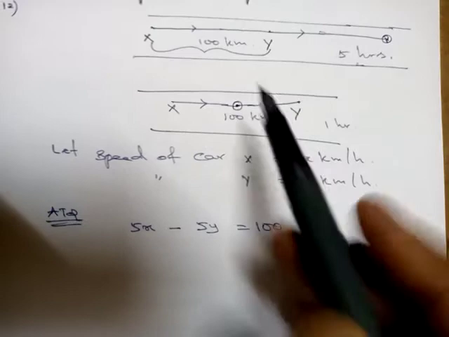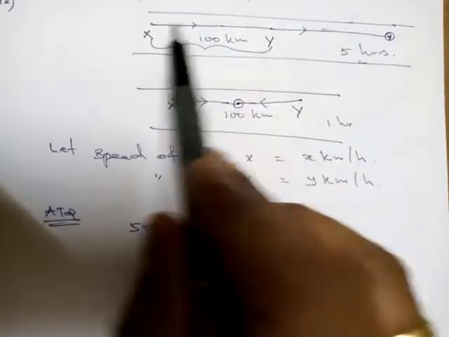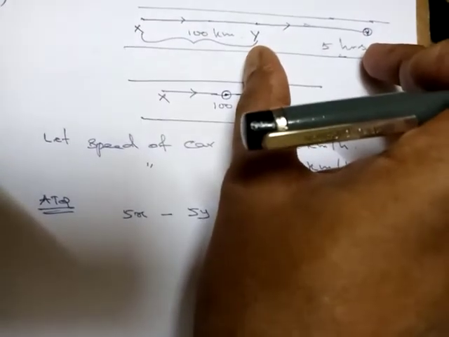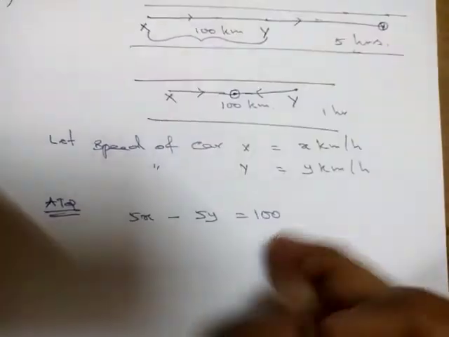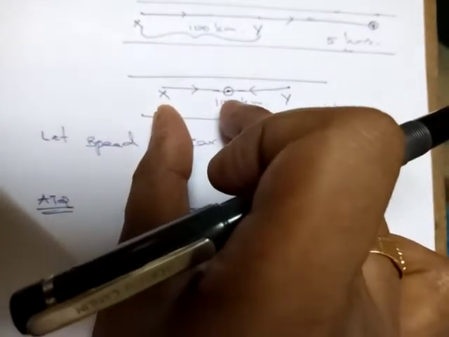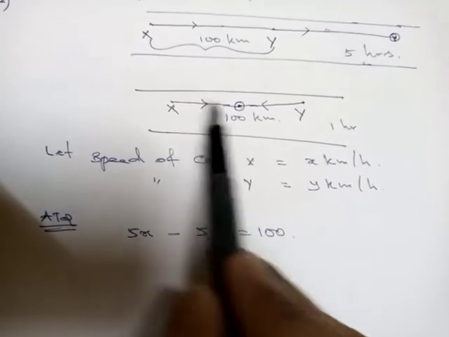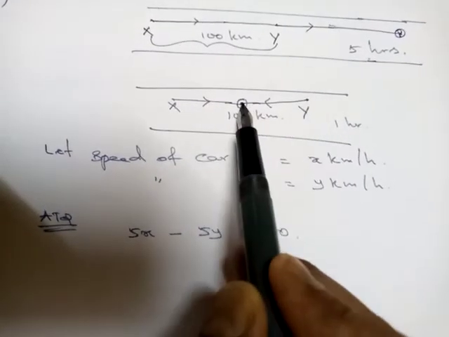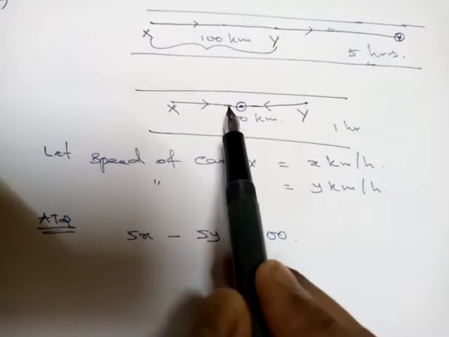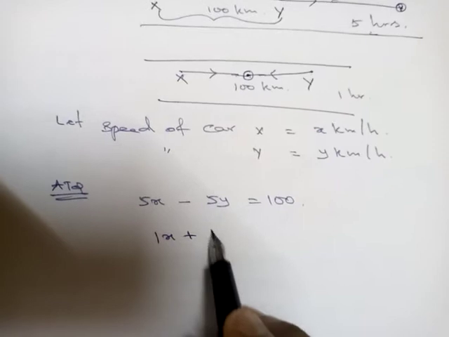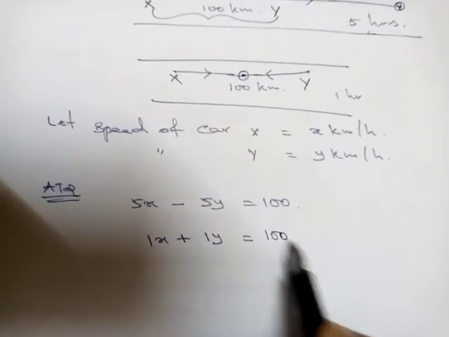Why did I subtract these two? From here to here, this distance is only 100, that's why. This total distance is 5x. This distance is 5y. So 5x minus 5y is 100. Now this distance from here to here, car x travels from here to here, car y travels from here to here, in 1 hour. So 1x plus 1y, correct? 1x plus 1y is equal to the same 100.